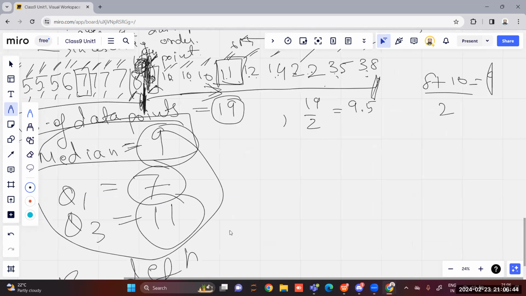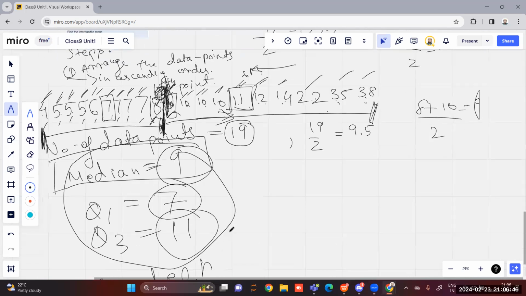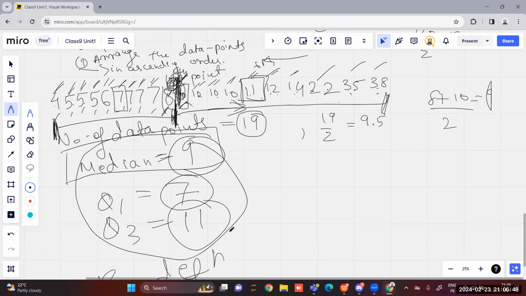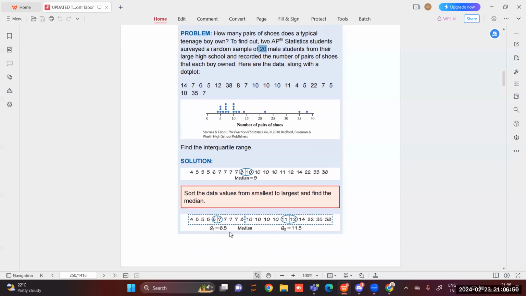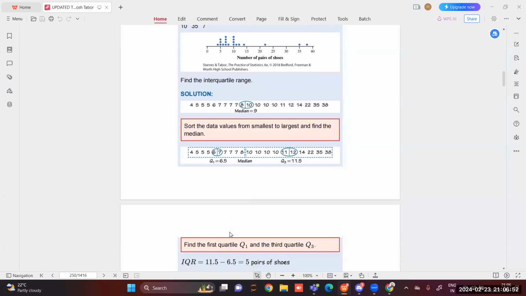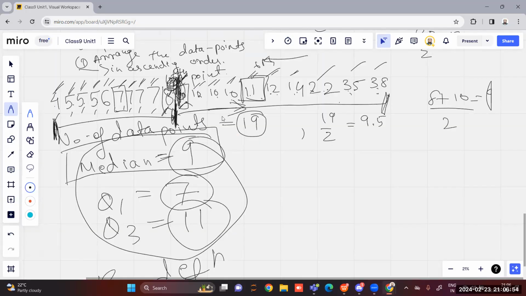Now I'll show you how to calculate it by my definition. First we'll see what our answer is. Oh, 6.5. Okay, what he is doing is that he's not considering 9. He's considering from here. The 8 is the median from the left. There are 10 data points here, so the median will be the average of 6 and 7. Yes or no?